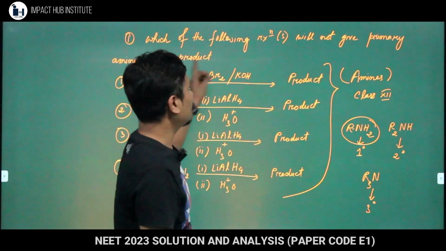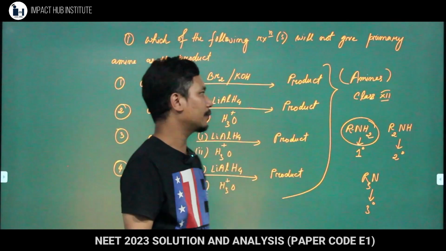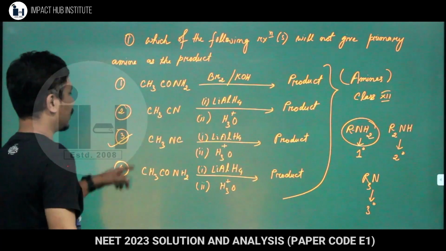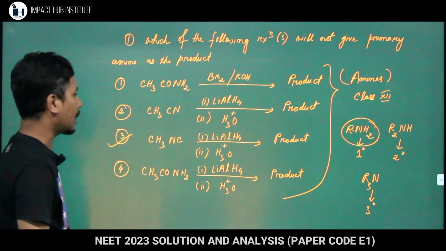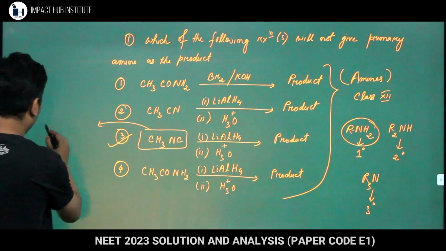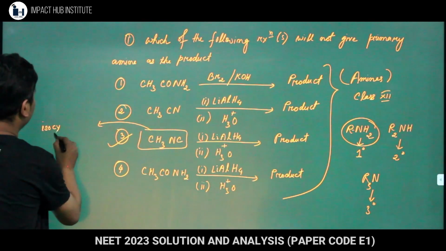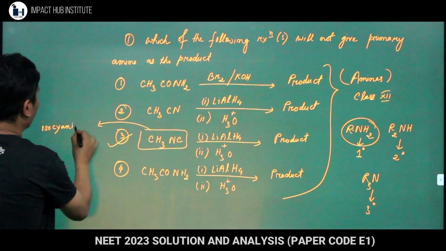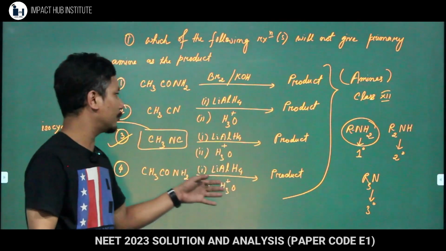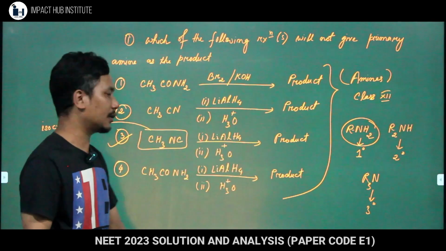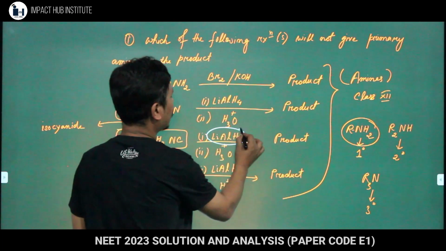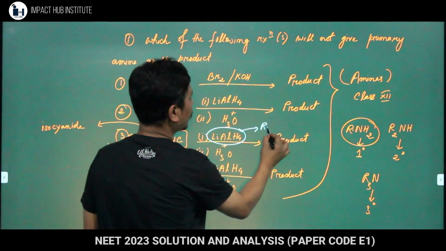But the question is asking which will not give you a primary amine. So the answer here will be this one, CH3NC. It is your isocyanide. Now when isocyanide reacts with your LiAlH4, lithium aluminium hydride, you have to know what lithium aluminium hydride is. It is a reducing agent.